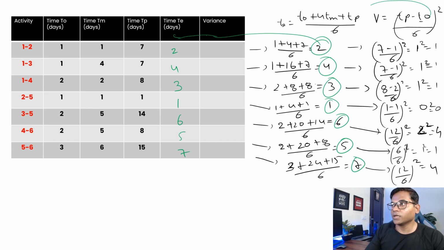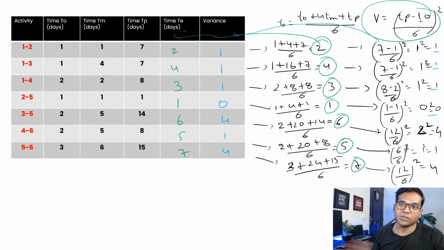Similarly, I have calculated the variance using these formulas, and these are our variances, right? So we can bring this into our variance column. That is 1, 1, 1, 0, 4, 1, 4. Okay, so now we have our variance as well as the durations ready. Now we can create our network diagram and assign the durations.